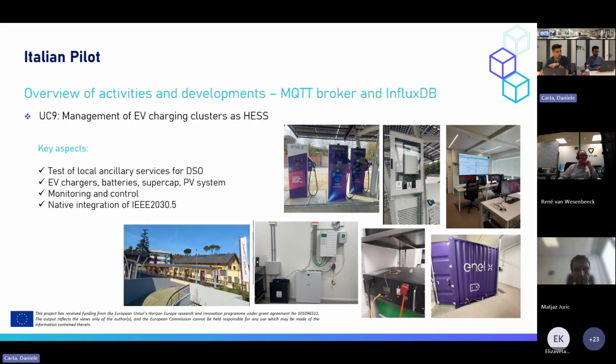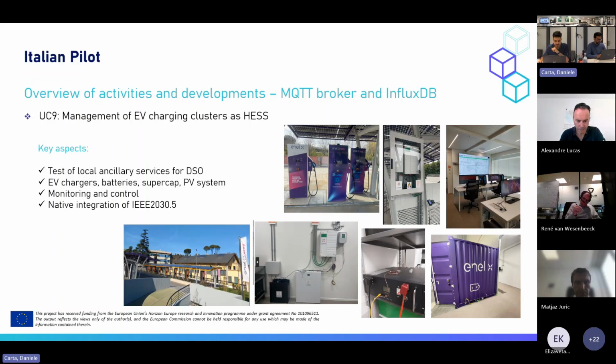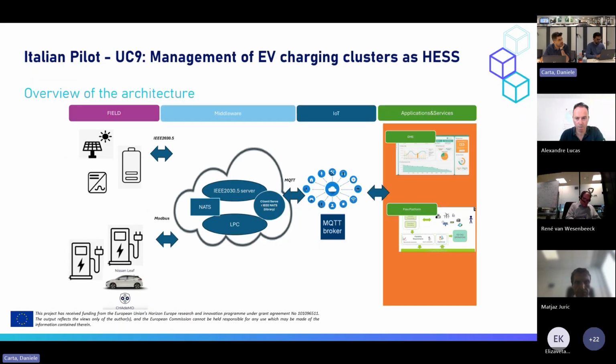Also in this case, we had monitoring control. And particularly important, this is the only pilot where we had the chance to test the integration of a device that was natively speaking IEEE 2030.5. This is particularly important because in the context of the project, it was difficult to have IEEE 2030.5 native devices already in the field, simply because currently it's not a protocol that is largely spread in Europe, but here we had the chance to test also this solution.